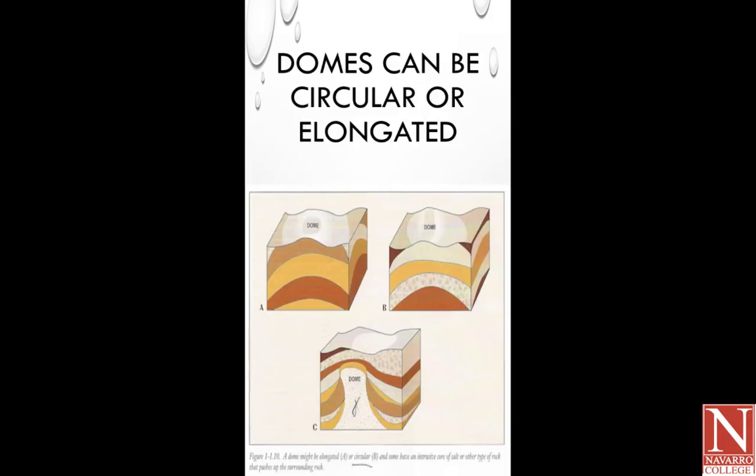Now, let's look at these. Domes can be circular or they can be elongated. So when you have a dome that comes up and is perfectly round, that's a circular one. But then if it goes almost like a ridge, but it's high in the middle, it could still be a dome. Just depends on what the structure looks like.